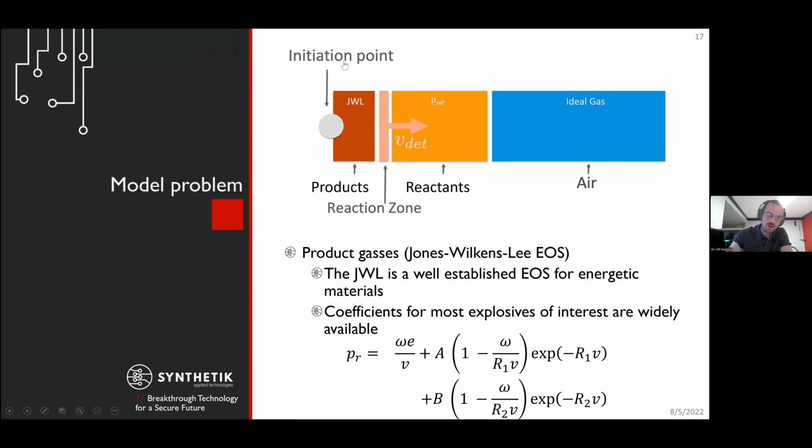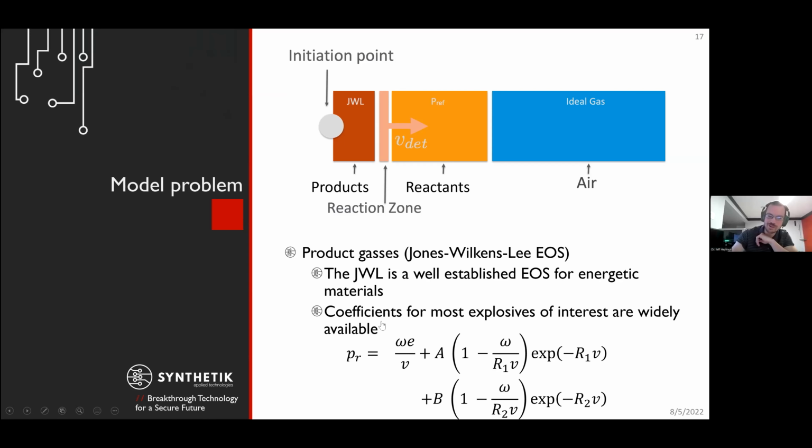So the products are where most of this happens. This transition will typically take milliseconds at the very most. Typically, it's much less than that, the time scale that these reactants are actually there. Usually it's just the very start of the simulation and then they're gone and then you're all product gases. For the product gases, we use a very unusual equation of state. It's called the Jones-Wilkins-Lee equation of state, or the JWL. This is kind of the standard equation of state for high explosives.